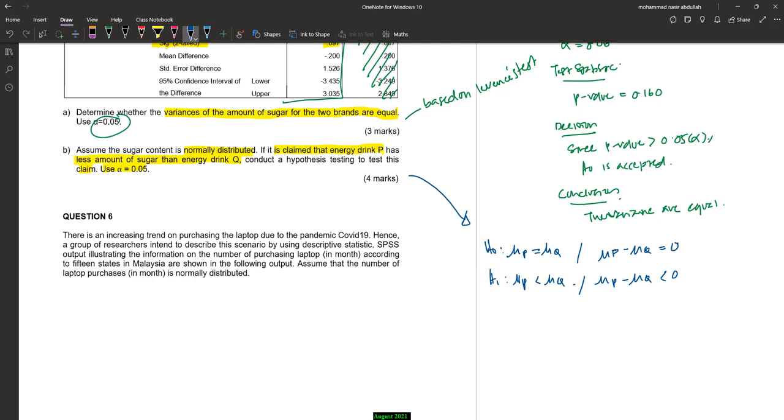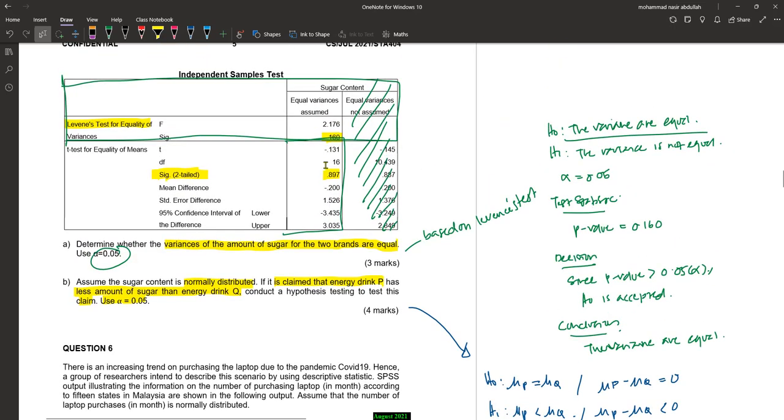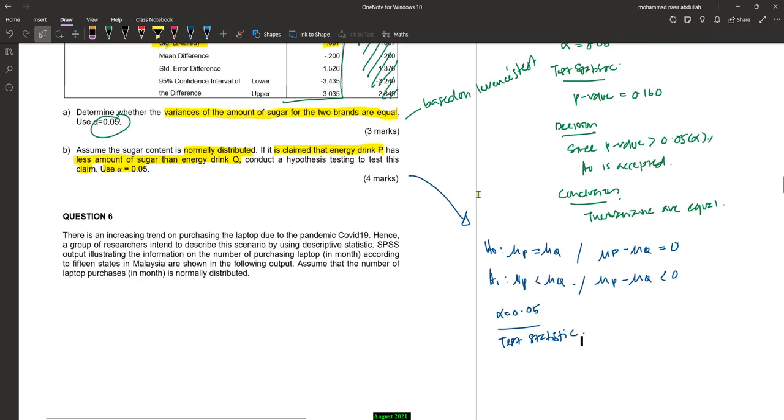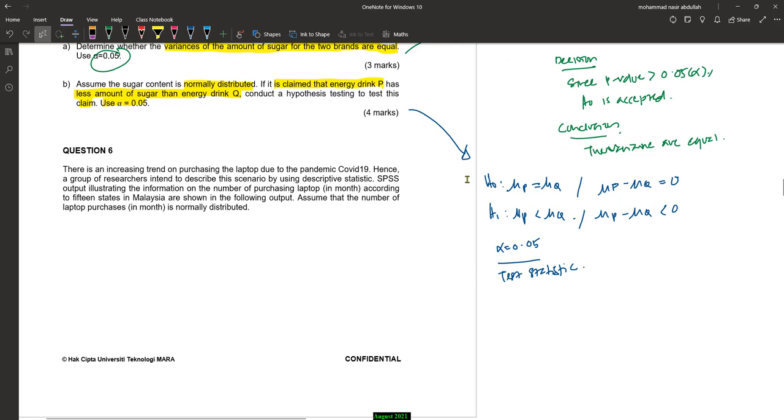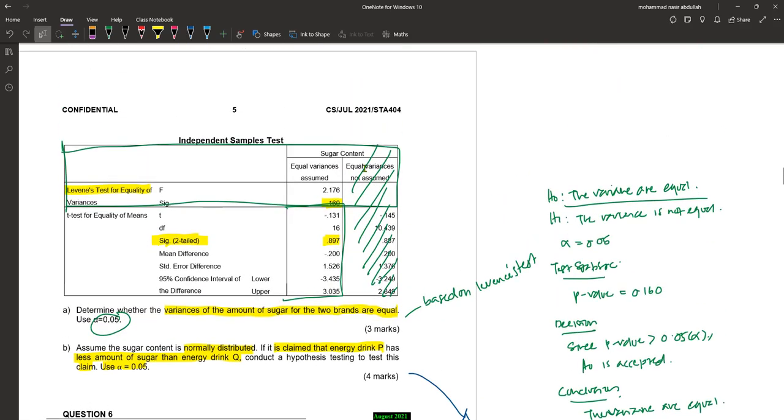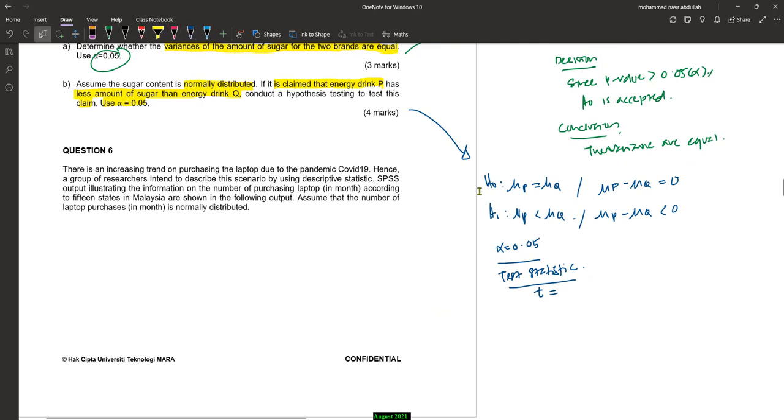So alpha is 0.05. Now we look at the test statistic. You can use the p-value or the t-statistic, but it's easy to use the t-statistic. So t is equal to negative 0.131. And then our critical region.